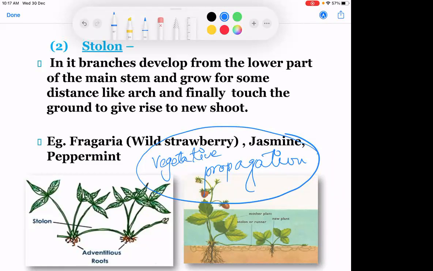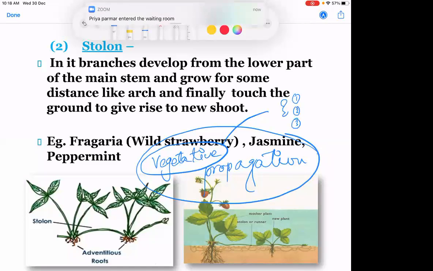Okay, but okay, no issue. Let me clarify it properly. Actually, vegetative. Now, which are the parts said to be vegetative? Which are the vegetative parts of the plant? Fruit? Which does not involve in reproduction. Exactly right. Which does not involve the process of reproduction.